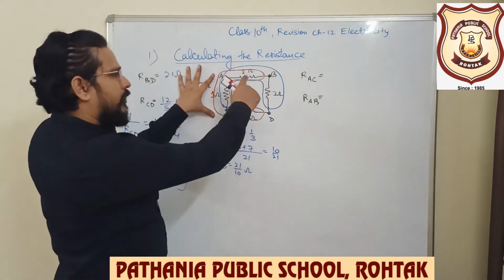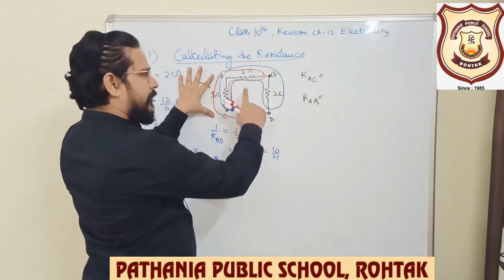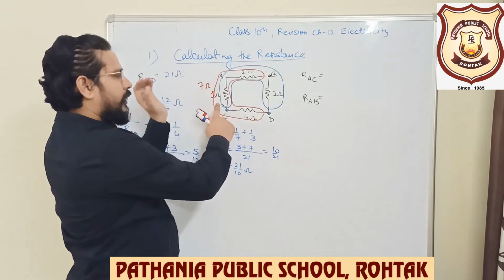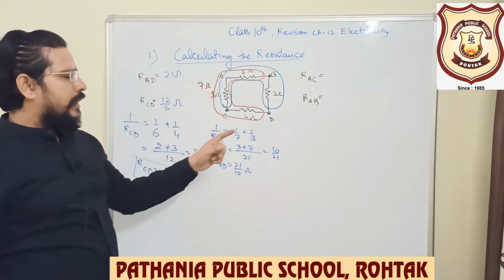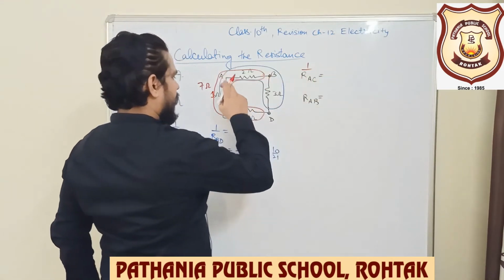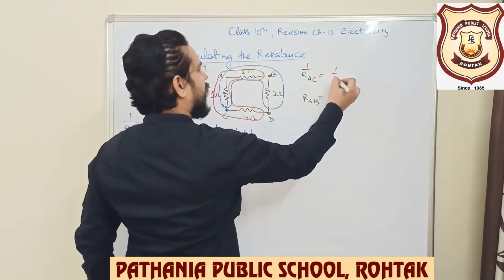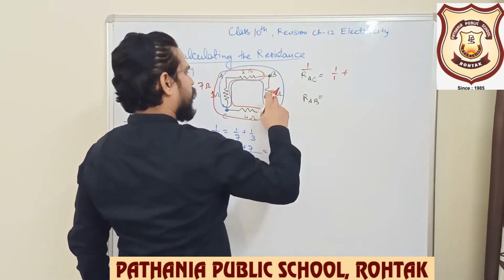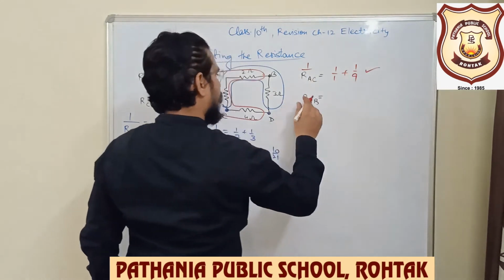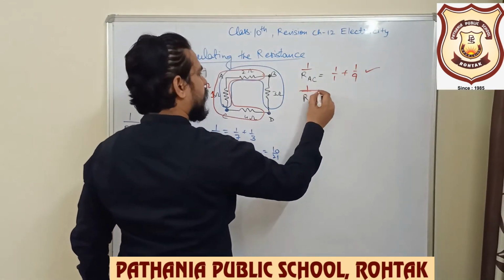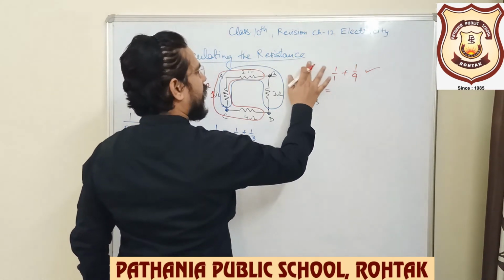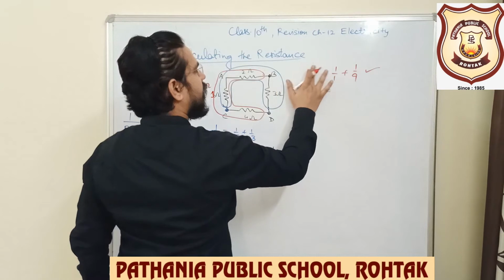In the same way, when you calculate RAC, then 2, 3 and 4 will become in series. 2 plus 3 is 5, plus 4 is 9, and you will join it in parallel with the 1 ohm resistance. So 1 by RAC will be 1 by 1 plus 1 by 9, and you can find the value of RAC. Similarly, your 1 by RAC.